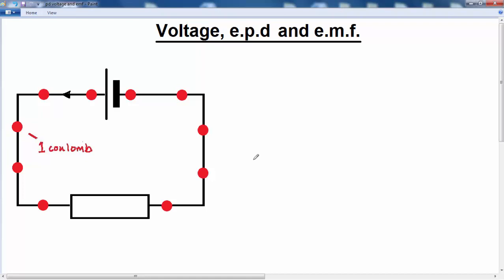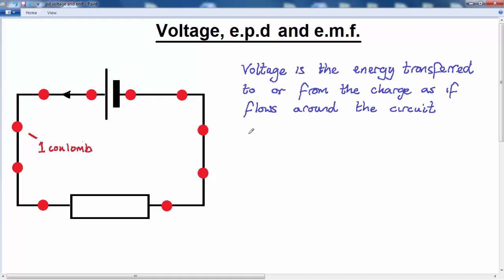Now, the voltage is a measure of the amount of electrical energy that is transferred either to or from the charge as it flows around that circuit. Let's make a note of that. So the symbol for the voltage is V, and we can say that it's a measure of how much energy is transferred per unit charge, Q.